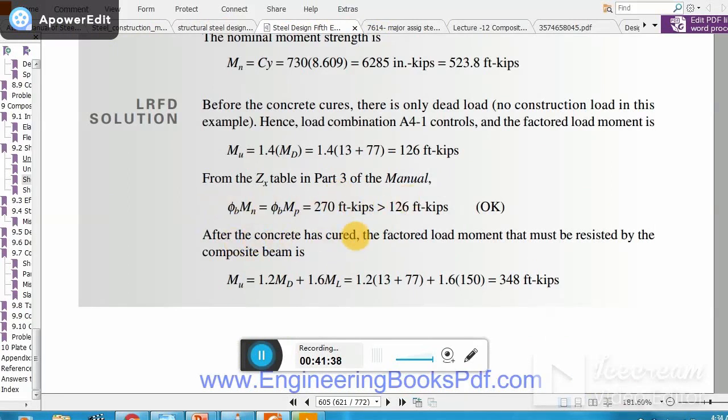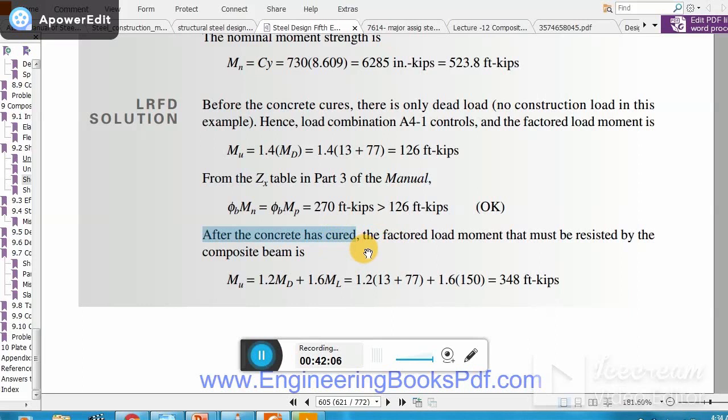Now after the concrete has cured, this is important. Now this is the stage after 28 days. We are talking right now about after 28 days. Now after 28 days, this means concrete gains its strength. Now concrete gaining its strength means we can consider the composite action of both beam and concrete. So that's why we now need to calculate the moment again.